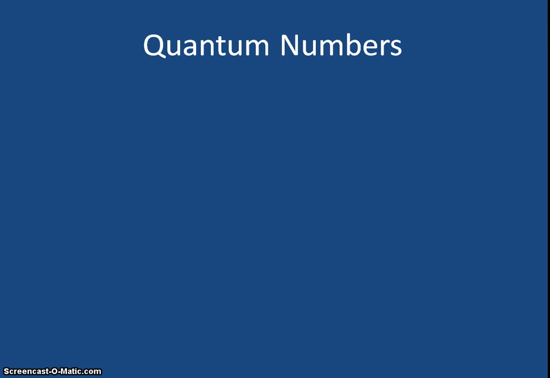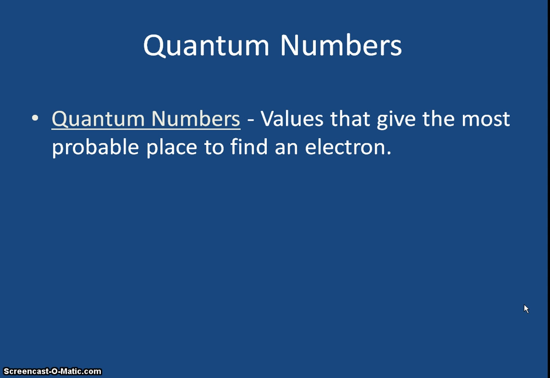So yesterday we talked about the fact that with an atom, all we know about the electrons is the probability of where they're located, and that's why the atom looks more like a cloud when we draw the current model instead of the rings or circles that we see from Bohr's model. And so quantum numbers are a way for us to describe where the electrons are. These are values that give the most probable location to find an electron.